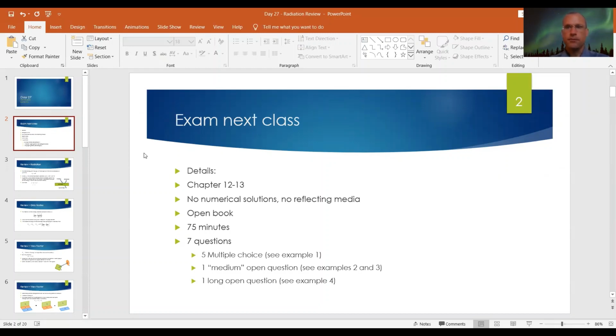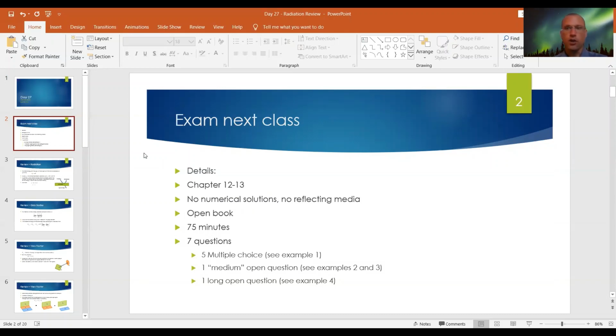So the basic stuff: view factors, the radiation wavelength relationships, and the radiation networks. There are no numerical solutions, so the last lecture content will not be on it. There's also no reflecting media, so the second half of the lecture right before that, a week ago, involving those really complicated radiation networks with reflection, will not be on it either.